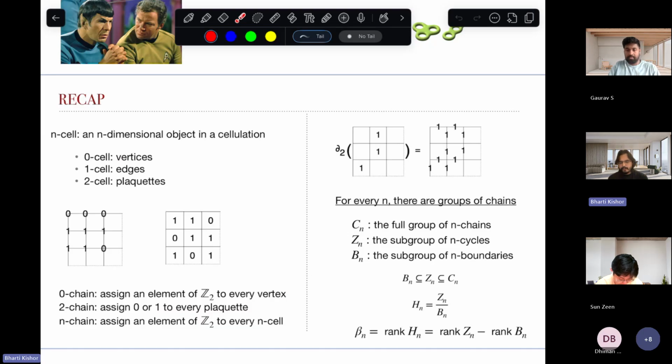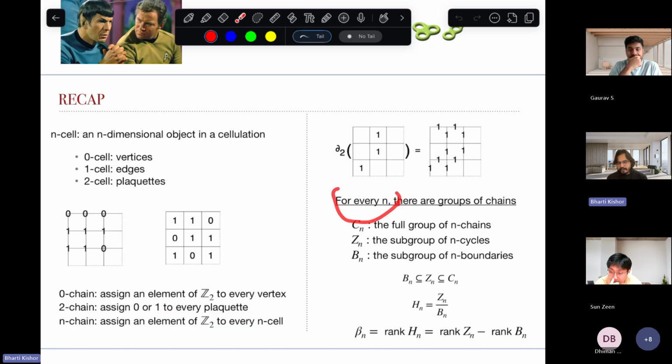Then we also had this notion of the boundary operator, which takes some object, like this one we had here, and gives its boundary. So delta n is a map from Cn to Cn minus 1. That's what we looked at. For every n-chain, it gives you the boundary of that n-chain. That's what the n boundary operator means.